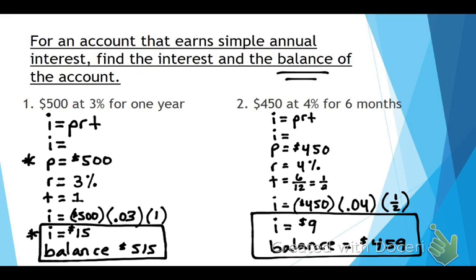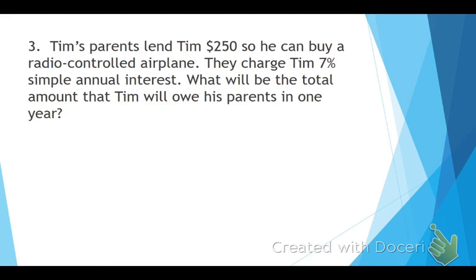Okay, let's try a story problem. Number 3. Tim's parents lend Tim $250 so he can buy a radio-controlled airplane. They charge Tim 7% simple annual interest. What will be the total amount that Tim will owe his parents in 1 year?